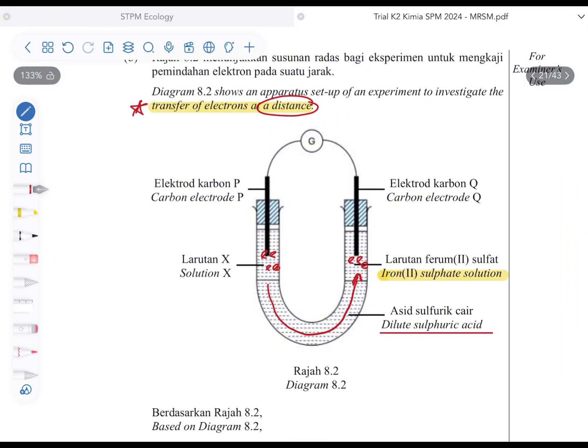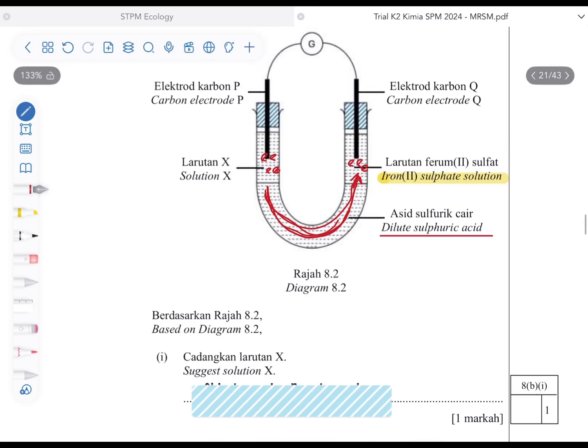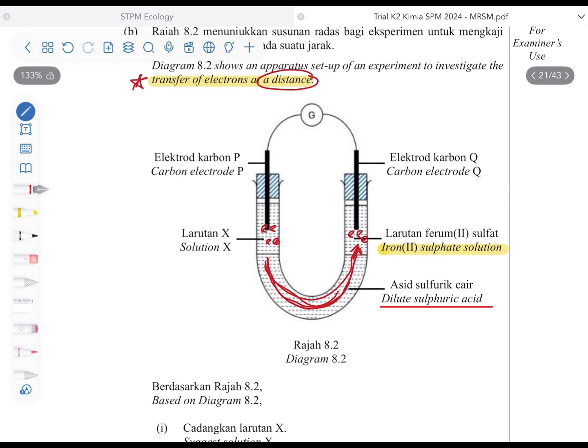That's what it means by at a distance, because your electrons need to travel through the distance of the dilute sulfuric acid, and then go to the other side, and then conduct the electricity. Okay, so let's go with the first question. Suggest the solution X. For information, the question already gives you the iron 2 sulfate. Therefore, this is a redox reaction, right?